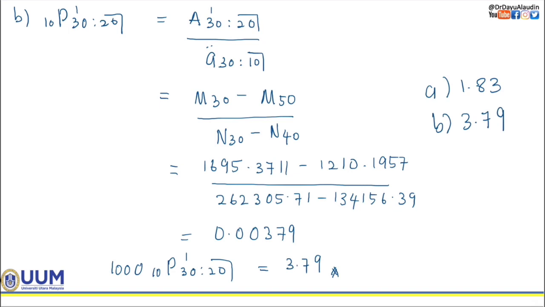So B is higher than A. Why? Because for B, we just have to pay 10 times. The premium is only paid 10 times. So the annuity is referring to how many times you pay the premium for this benefit, the actual present value of insurance. So B will pay fewer times than A. That's why each payment becomes higher, RM3.79.